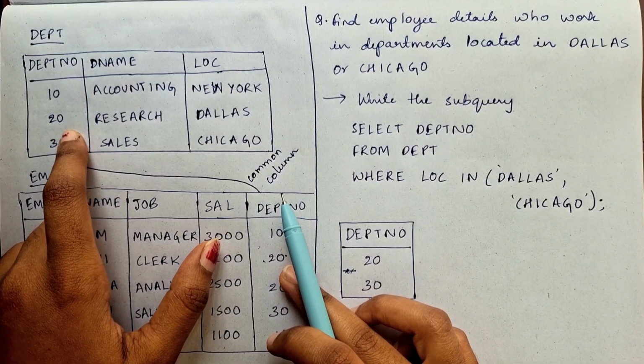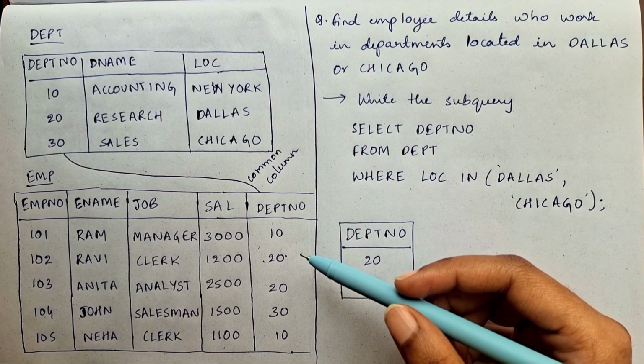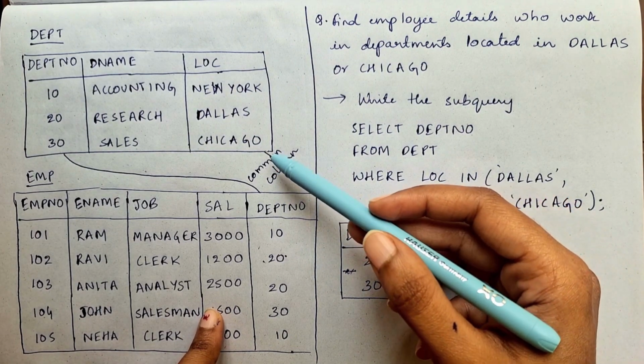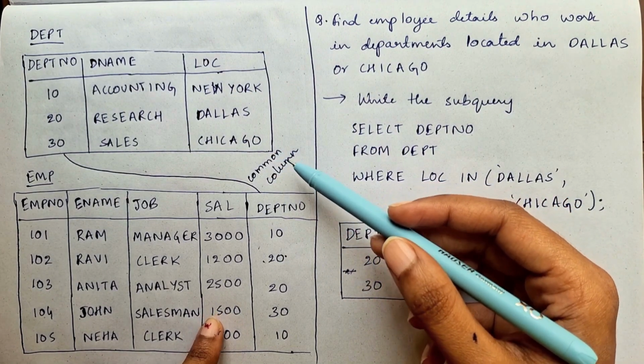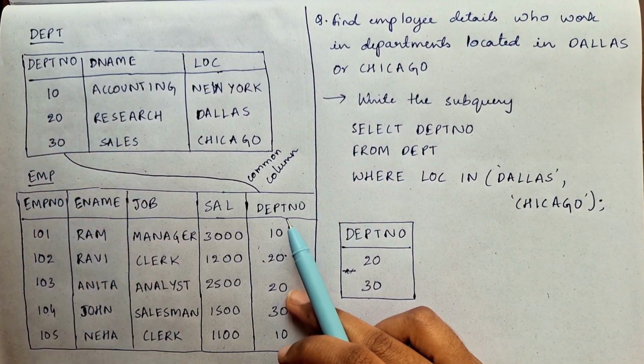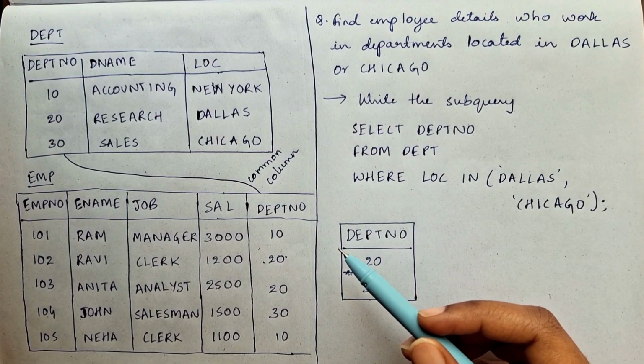Because both the tables share the same department number column, we can use it to relate the data from the EMP table with the department table. So by using the department number column, we can connect both tables and get whatever information we need.